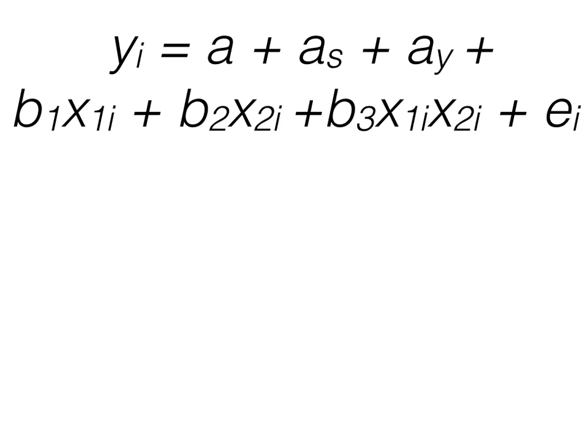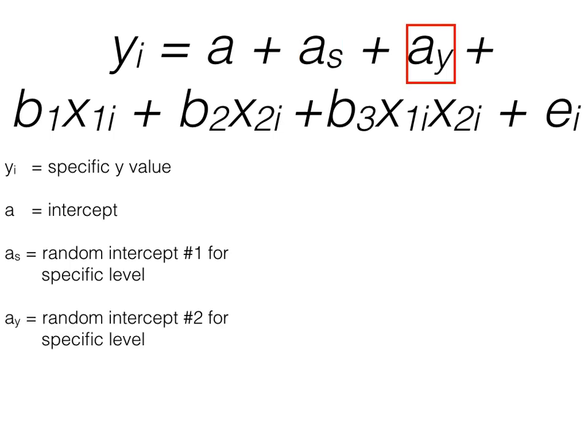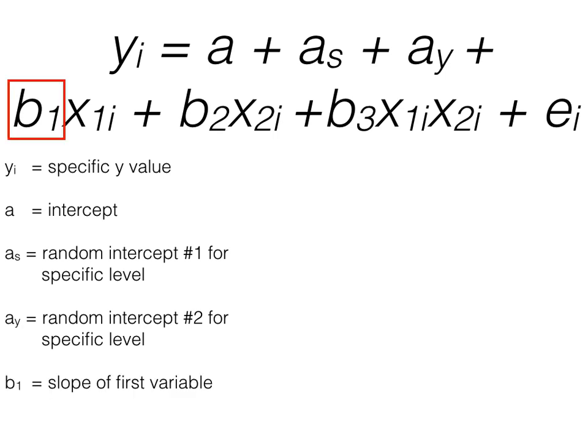Okay, now let's go through each of the variables in our model. First we have yi, or a specific y value. Then we have a, the intercept for the entire model. Then as, the unique intercepts for each level of our random effect state. Then ay, the unique intercepts for each level of our random effect of election year. Followed by b1, the slope of our first variable.